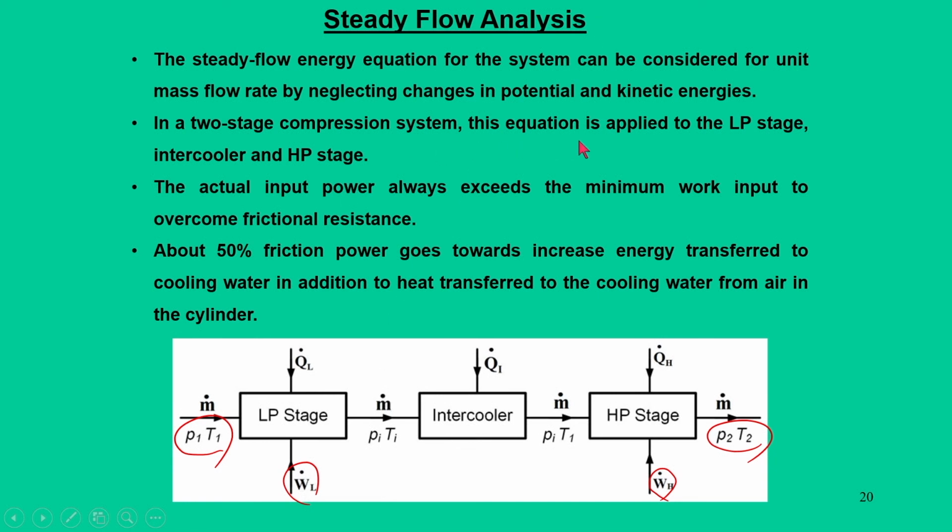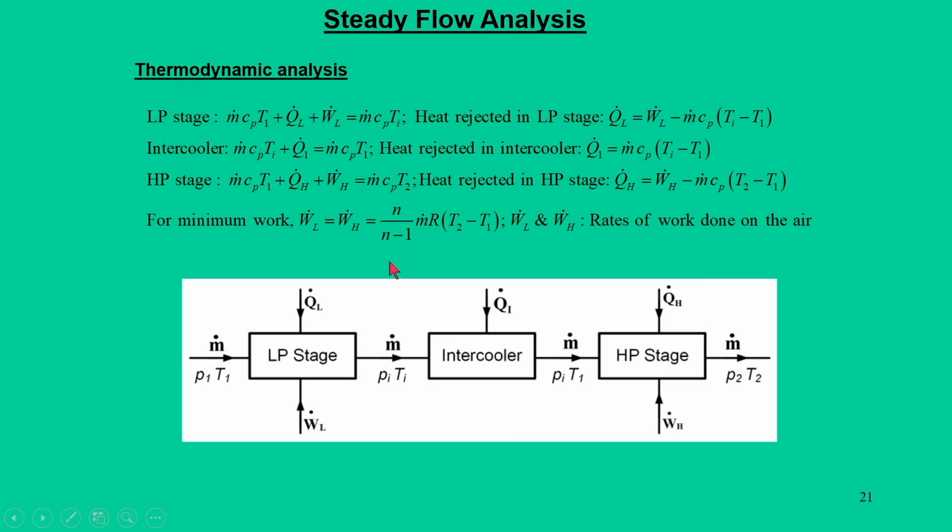So, in a 2-stage compression we can apply these equations for the intercooler and HP stage, and the actual power input always exceeds the minimum work input due to frictional resistance. So, we can say that about 50% of friction power goes towards the increase in the energy transfer to the cooling motor. So, this particular has to be a realistic estimate. Although we say this is your work requirement, we also have to quantify the amount of heat that has to be taken out, because the power requirement will be 50% higher than that, mainly due to the friction power and temperature rise.